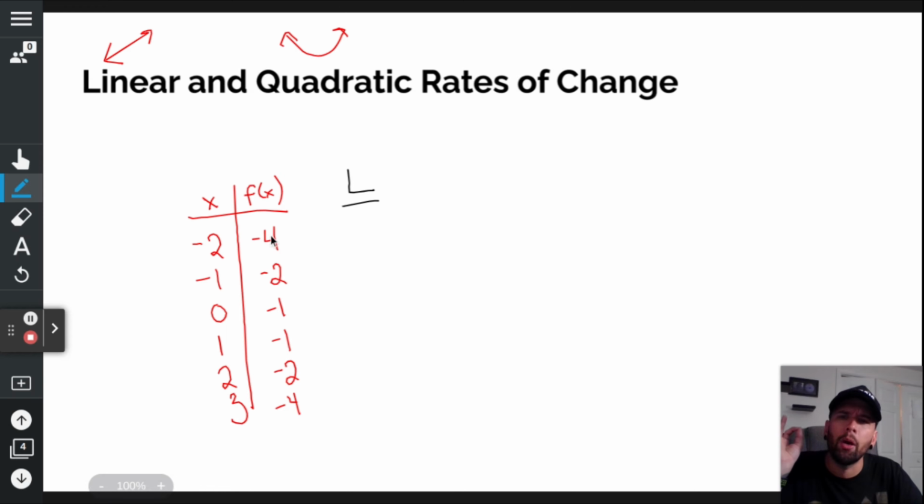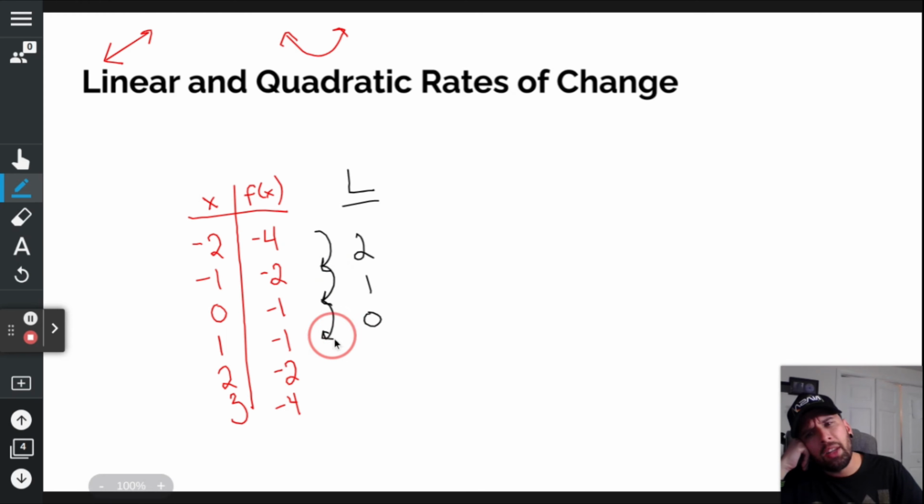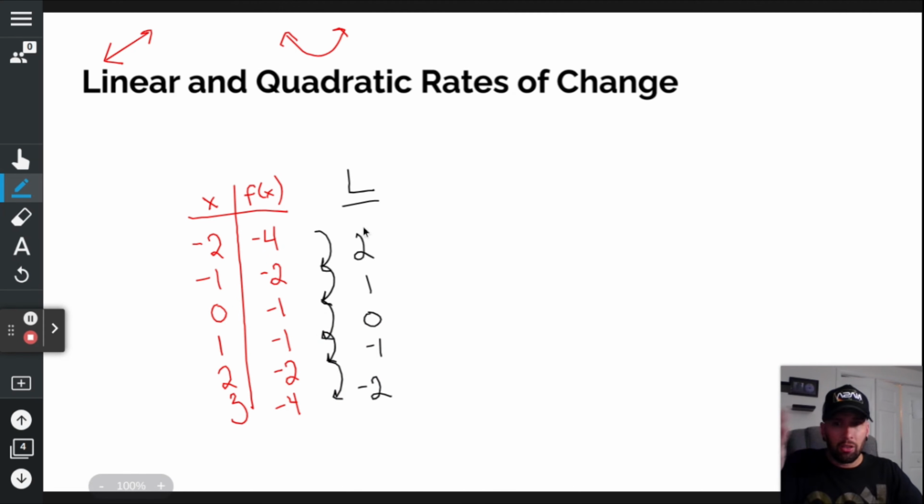To get from -4 to 2, I add 2. To get from -2 to -1, I add 1. To get from -1 to -1, I do nothing. To get from -1 to -2, I subtract 1. To get from -2 to -4, I subtract 2. Now, is this the same exact number every single time? No, then it's not linear.